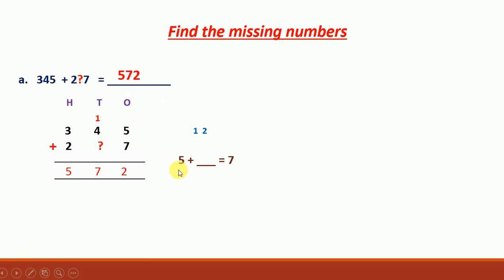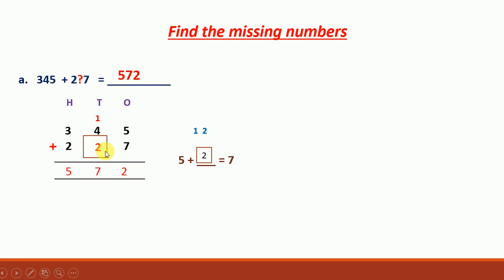So 5 plus dash equal to 7. To find this missing number, what you have to do is, you have to count after 5 till you get the number 7. Okay, so after 5 comes 6, 7, isn't it? So 2 is missing. So 5 plus 2 is equal to 7. So the missing number is 2.